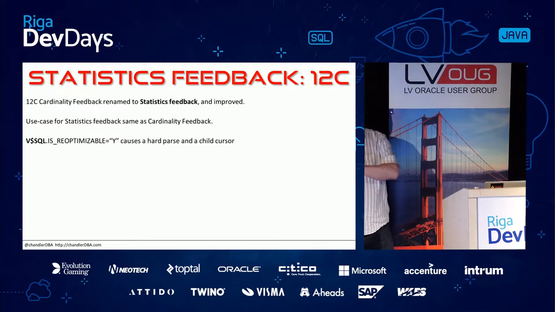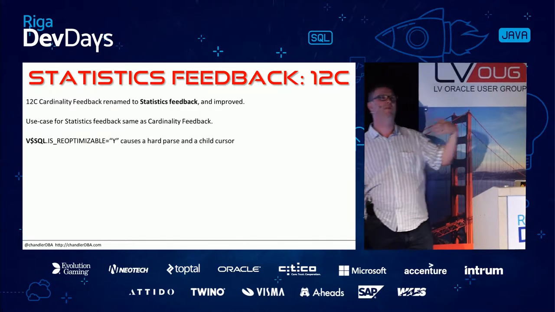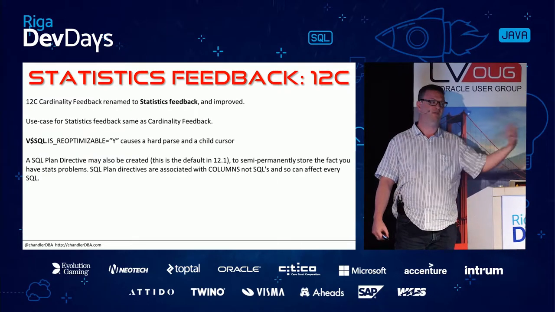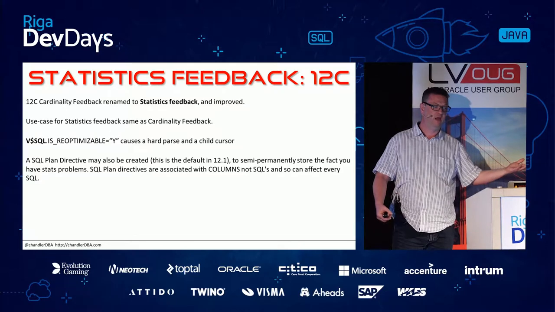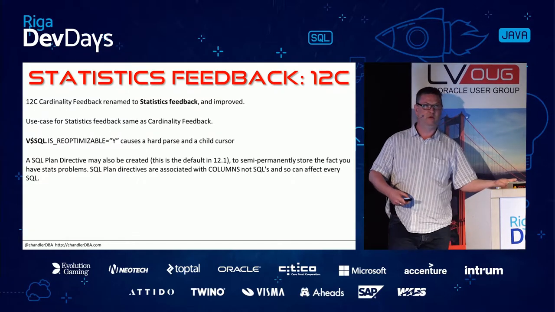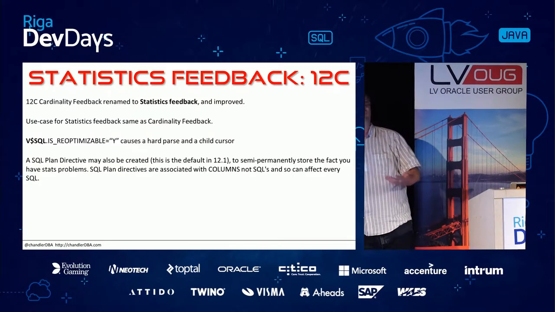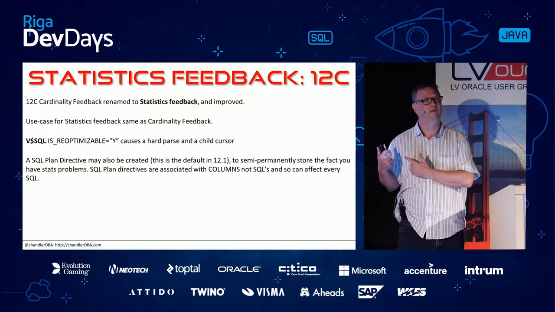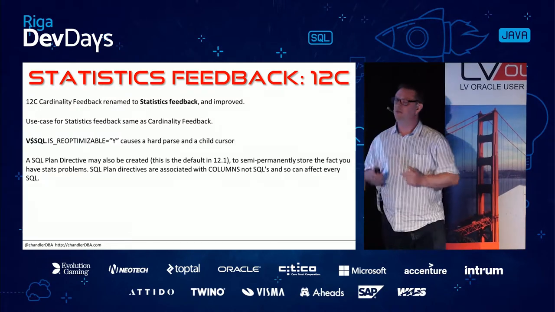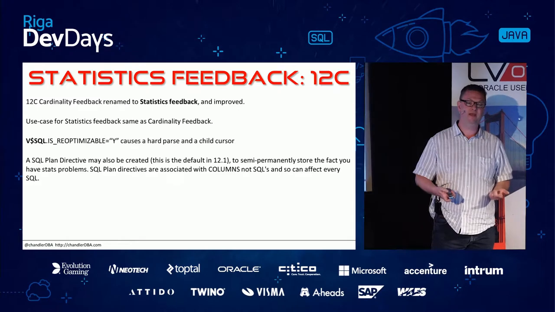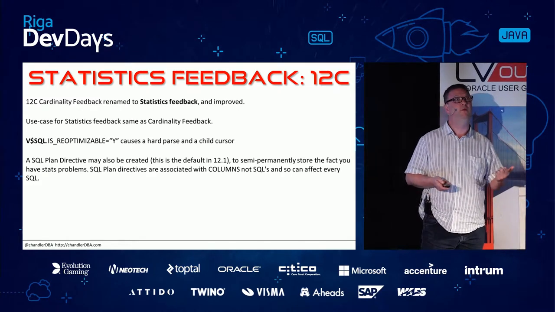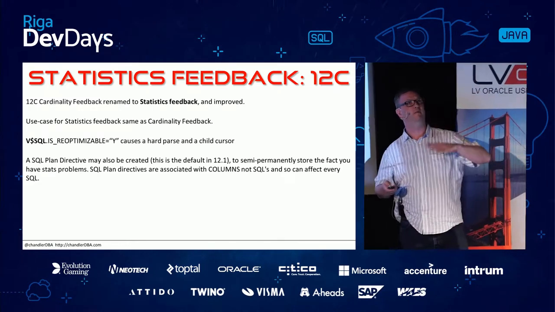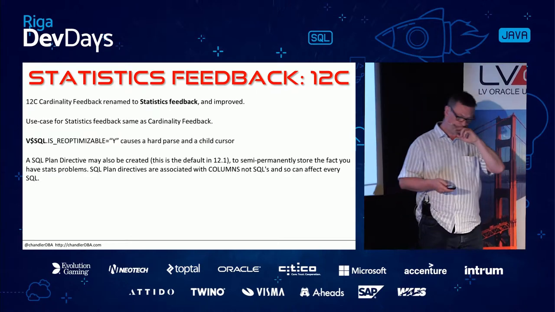The problem with this is the plan may then age out of the shared pool because you've gathered statistics or something like that. And once it's out of the shared pool, the first time it parses, you get plan A again. And then it'll get cardinality feedback and you'll do plan B again. And so that's a bit of a problem because you end up alternating between good and bad plans fairly randomly.